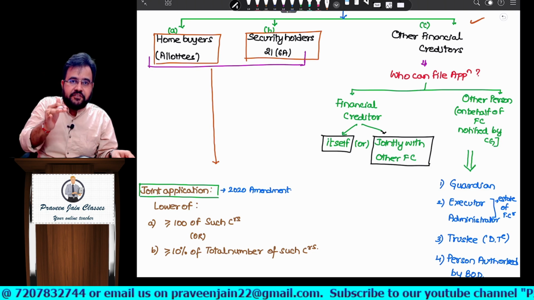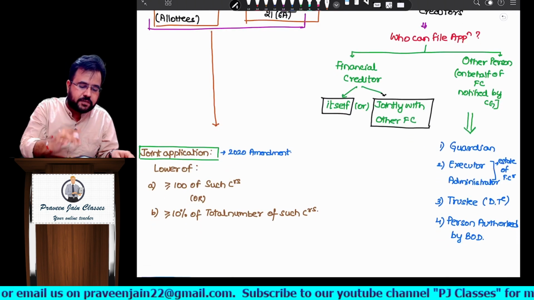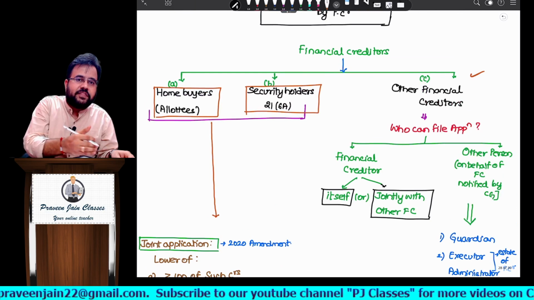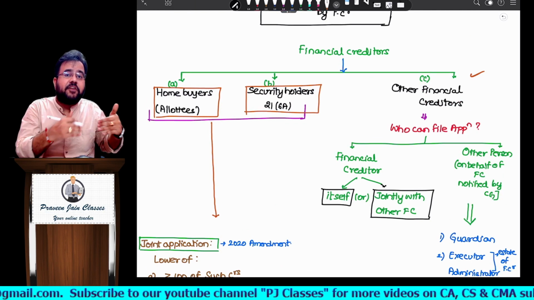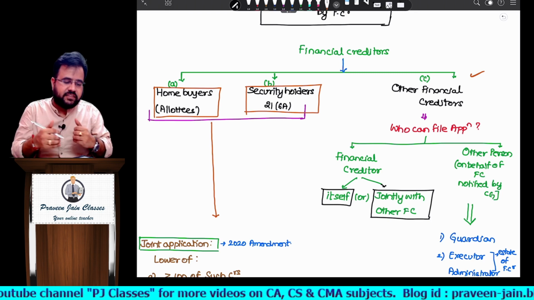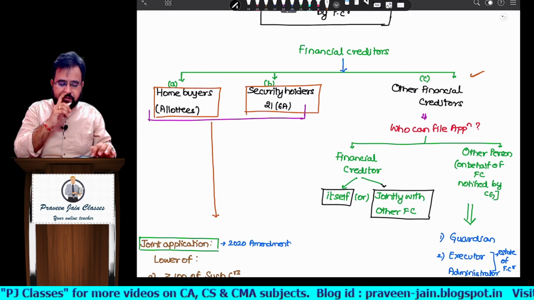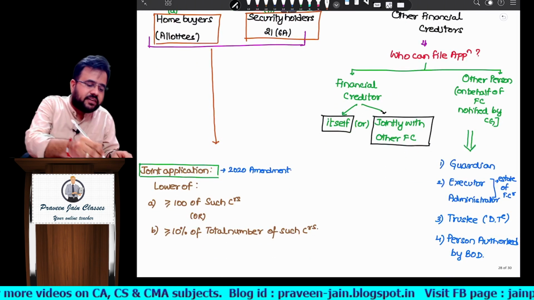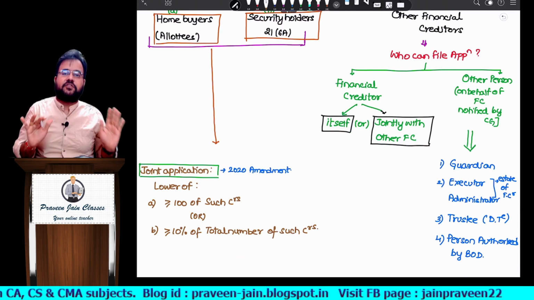In such a situation, when default happens, those people are security holders, sir. So obviously, what is a common thing between them, sir? Home buyers will be large in numbers, sir. Similarly, security holders will be large in numbers. So debenture holders, etc., will be large in numbers. So what are lawmakers saying, sir? Individual applications we will not entertain.